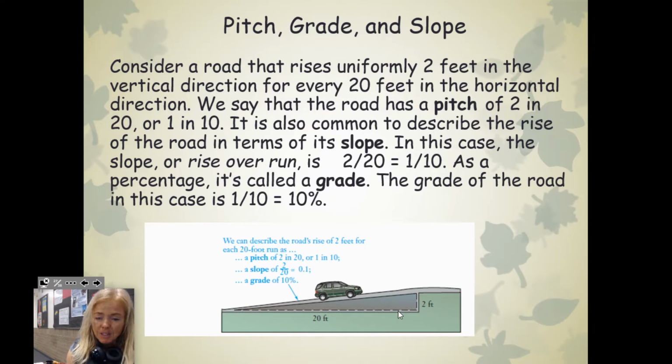So if we change it to a percentage, it's called a grade. And the grade of the road in this case would be 1 over 10, just 0.1. Moved to a percent is 10%.